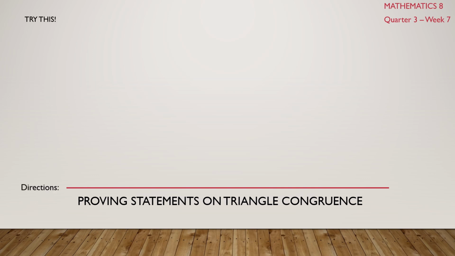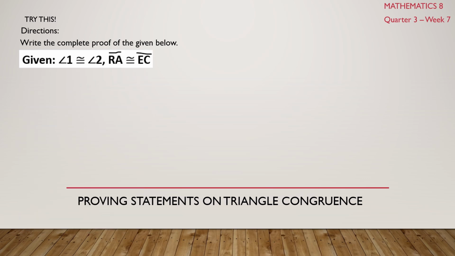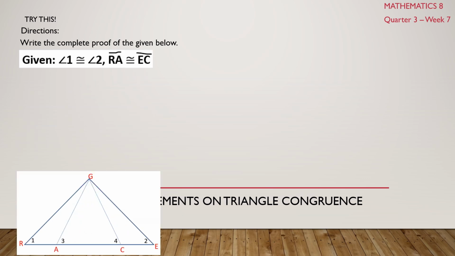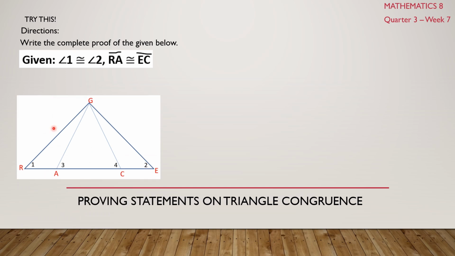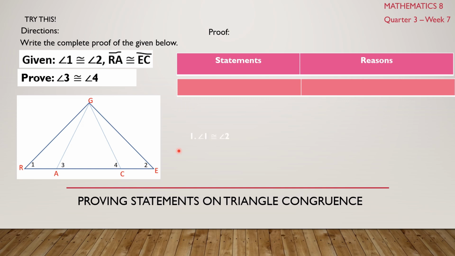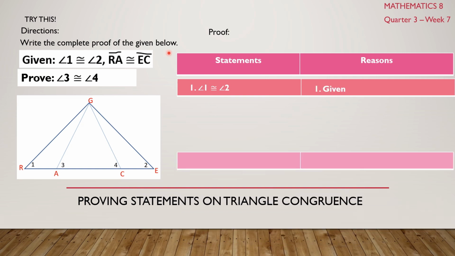So, let's try this. Directions: Write the complete proof of the given below. So, this is the given. Angle 1 is congruent to angle 2. Side RA is congruent to side EC. And we need to prove that angle 3 is congruent to angle 4. So, let's start proving. For our first statement, we have angle 1 is congruent to angle 2. Our reason is given. Next statement.